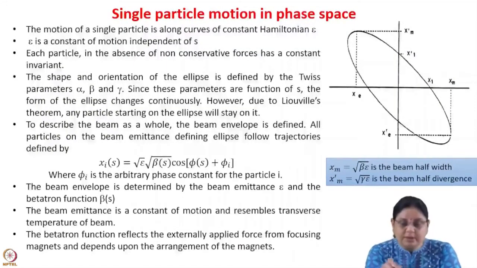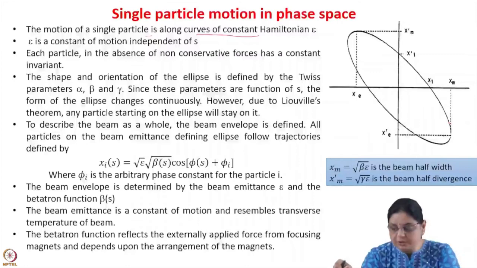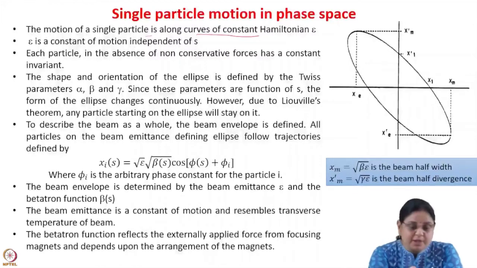So the single particle motion in phase space, the motion of a single particle is along curves of constant Hamiltonian. As we have seen, the motion is along the curves of constant Hamiltonian, and this curve is an ellipse. Epsilon is a constant of motion, and this is independent of S. Each particle, in the absence of non-conservative forces, has a constant invariant.